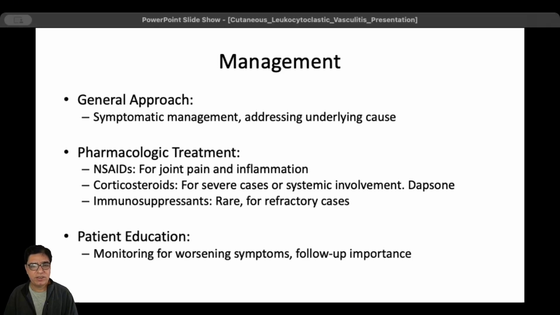In very refractory cases where the steroids or Dapsone are not working, rituximab, which is basically a monoclonal antibody immunosuppressant, can be used for cases which are not responding. And the important thing is that you should tell them that if the symptoms worsen, or the symptoms start crossing into other domains where they start getting some renal involvement, then they have to come back.